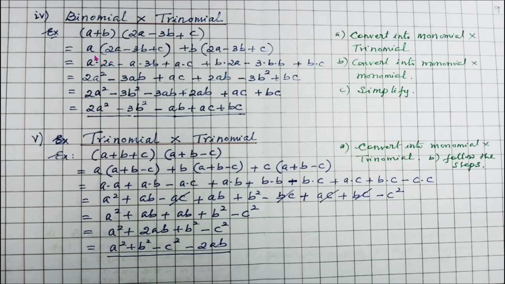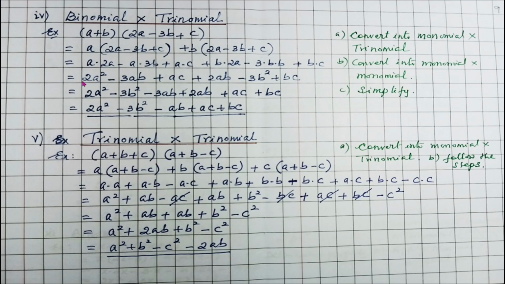Now again apply the distributive property two times here. Convert it into monomial into monomial. See, a into 2a; plus into minus is minus, a into 3b; plus into plus is plus, a into c. Then plus into plus is plus, b into 2a; plus into minus is minus, b into 3b; and plus into plus is plus, b into c.